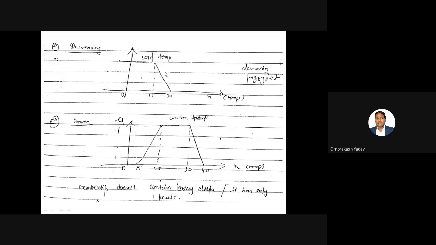So next one is the decreasing example. So we can give the example of cold temperature. So if you see, I'm assuming that before till 15 it's cold, but after that it will become warm and then hot. So this is an example of cold temperature, and this is example of decreasing fuzzy set.